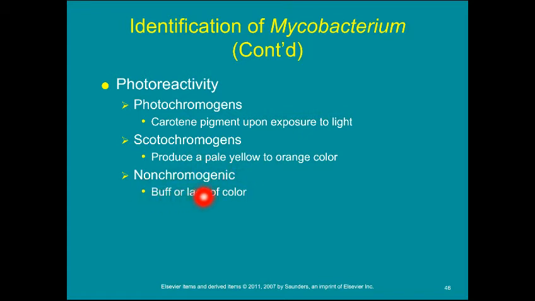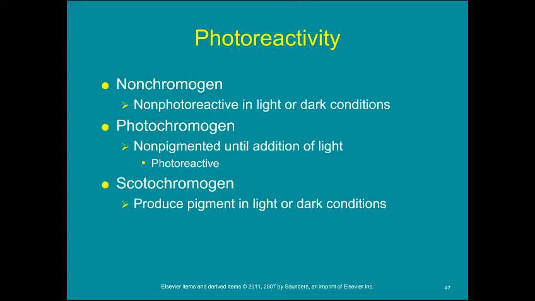Scotochromogens and non-chromogenic. Photochromogens produce carotenoid pigment upon exposure to light. Scotochromogens produce a pale yellow to orange color. And non-chromogenic, buff or lack of color. Di ba, buff yung ating M. tuberculosis. Okay.